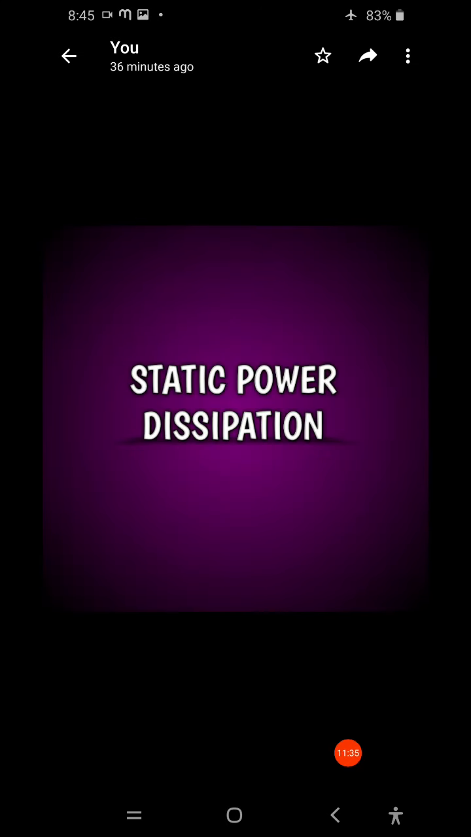The next parameter is static power dissipation. The power consumption of a stable CMOS circuit is known as static power dissipation. It is defined as the amount of power consumed by the CMOS circuit when it is in a stable state.